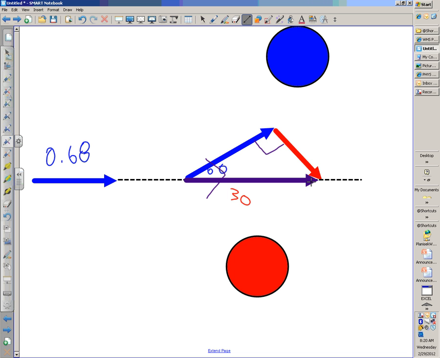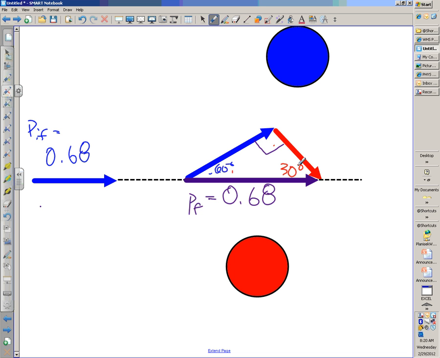So here, let me get rid of this. So this is still 60 degrees. This has to be 0.68, but this is the momentum, right? Because this was the initial momentum. Good there? If I do some trig, if this is a 90-degree angle here, and this is a 60-degree angle here, what does this one have to be? That one has to be 30.